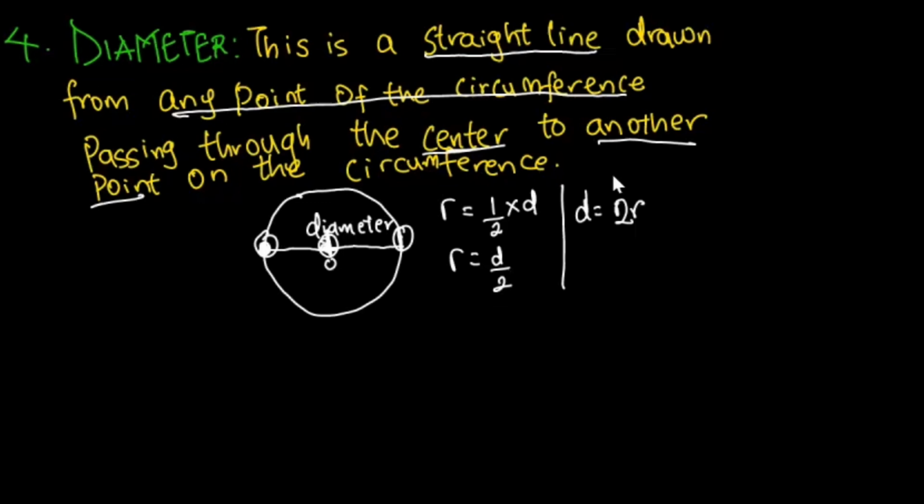So that's what makes it diameter. Now it is very important you know the relationship between radius and diameter. The diameter is 2 times the radius. So if I have a radius of 7 centimeters, that implies that the diameter should be 2 times 7, which will give us 14 centimeters.